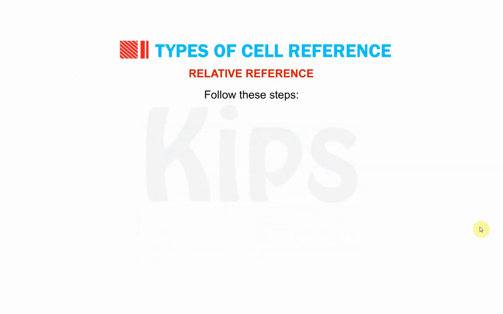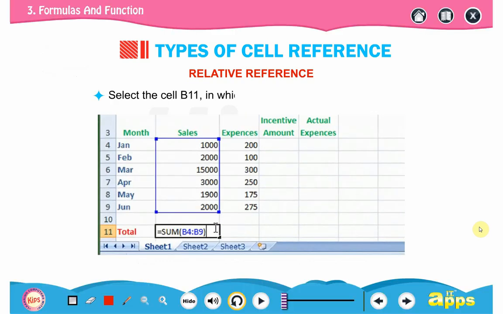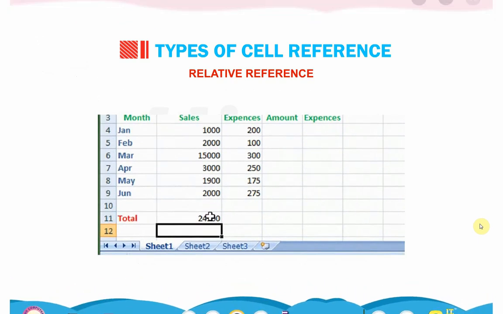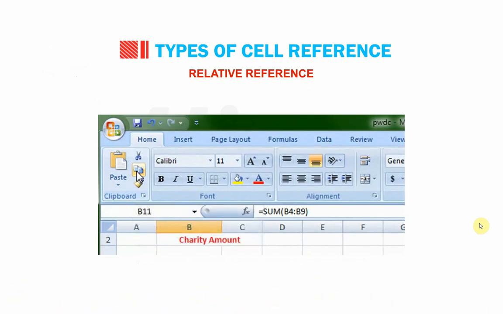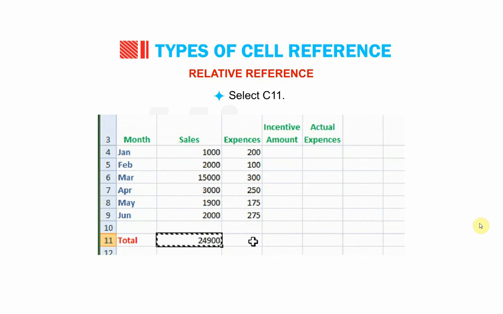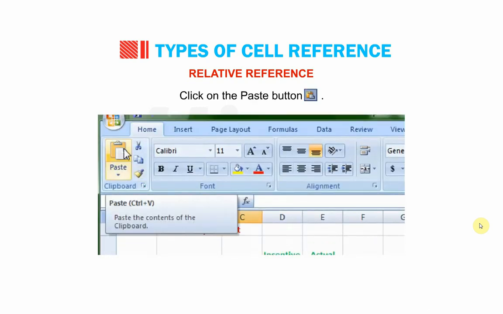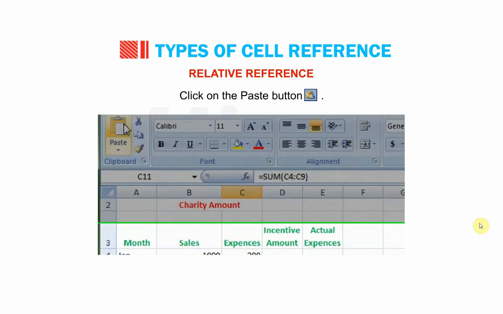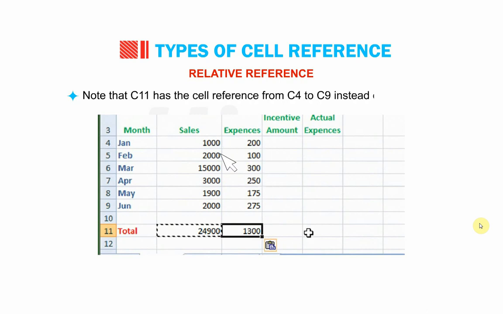Follow these steps. Select the cell B11 in which the formula equal to SUM open bracket B4 colon B9 close bracket is written. Click on the copy button. Select C11. Click on the paste button. Note that C11 has the cell reference from C4 to C9 instead of B4 to B9.